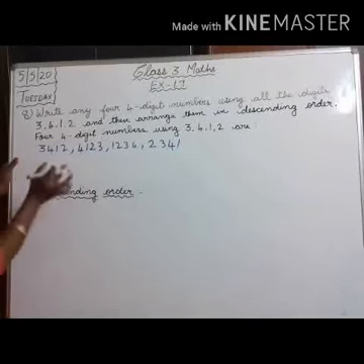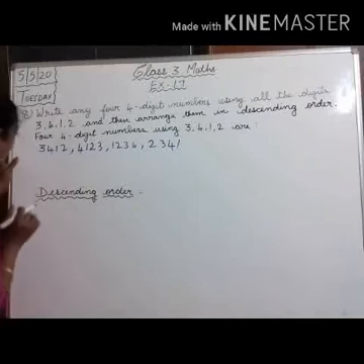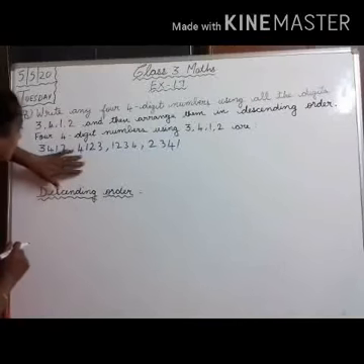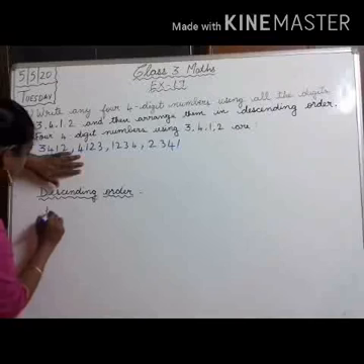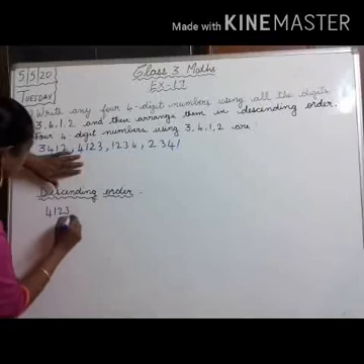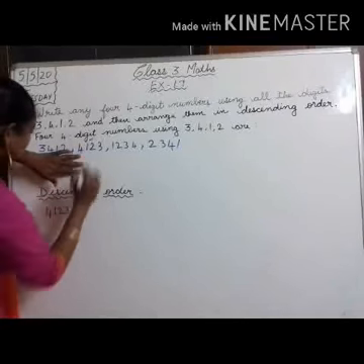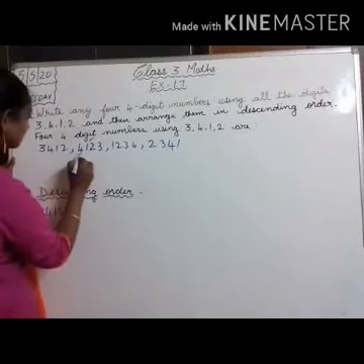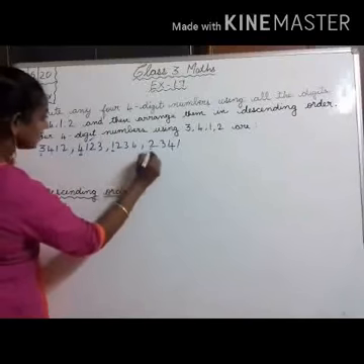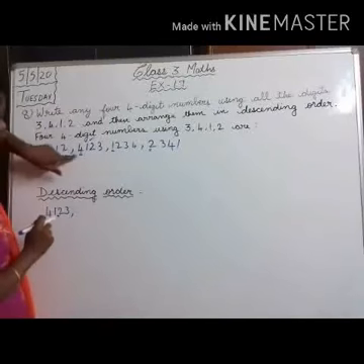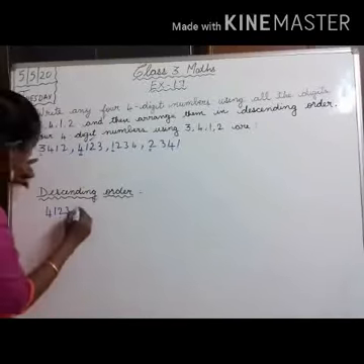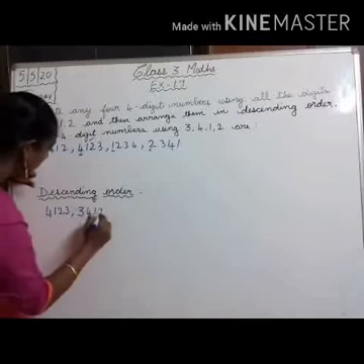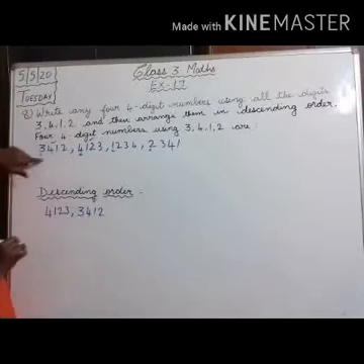Now we have to write them in descending order, the big number first. Which is the biggest number here? 4,123. Next, which is the next biggest number? See the thousands place. First, 4 is big. Next 3, 3,412. We have written this.